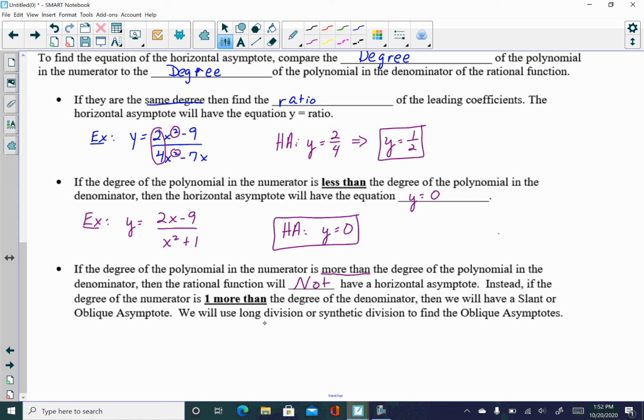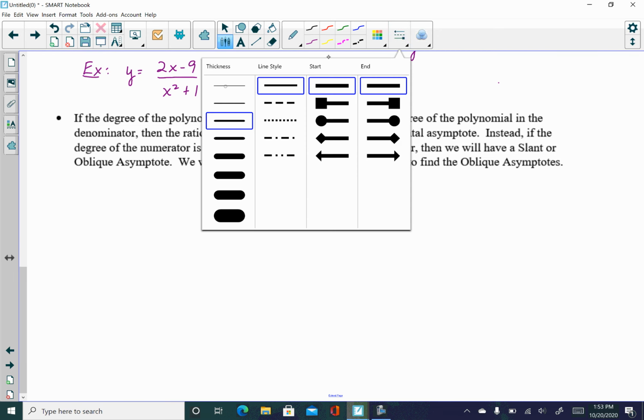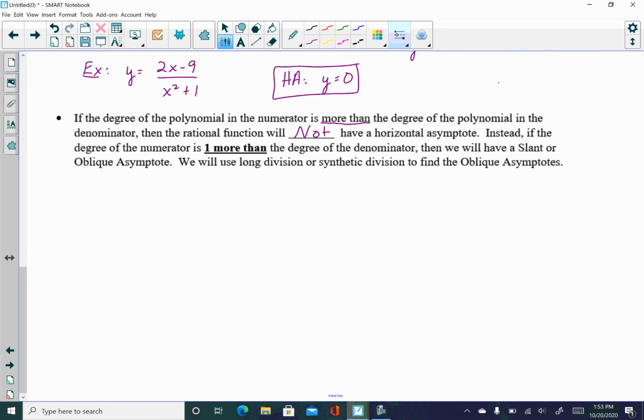We can use long division or synthetic division to find that oblique asymptote. So that's what I'll do down here below for you. Let's give you a couple of examples. So let's say we had y equals x squared minus 9 over x plus 1. So we can see here the degree of the top is larger than the degree of the bottom. So for that reason, we have no horizontal asymptote.